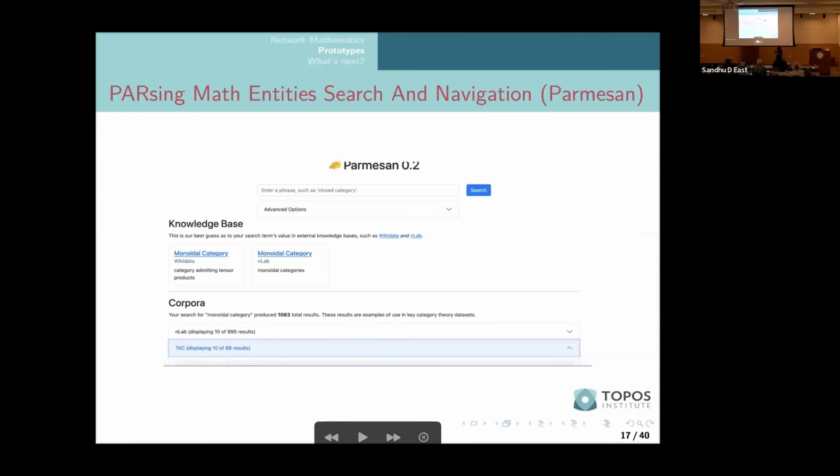So over there, you enter a phrase such as closed category. It will give you the knowledge base, that is, the definitions that we know about that thing, both in Wikidata, because as we were saying about the knowledge graph, Wikidata is supposed to be the free version of a database of everything in the world, and also in the NLab, because some of our concepts are more sophisticated and are not in Wikidata. And then we have the usage of the concept in these 3 levels of corpora that I was talking to you about.